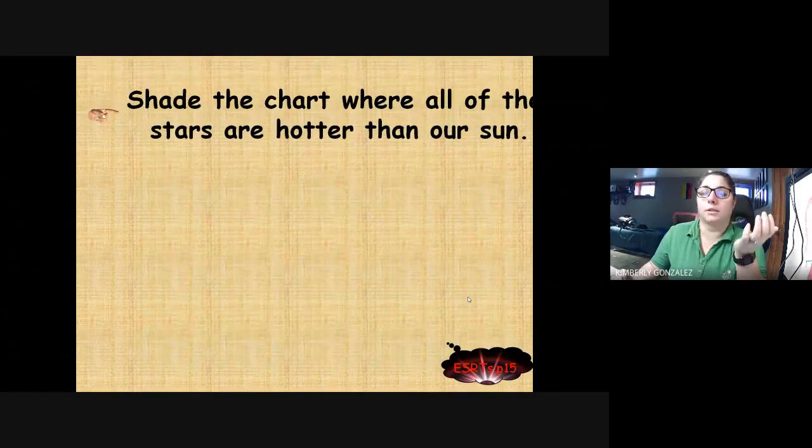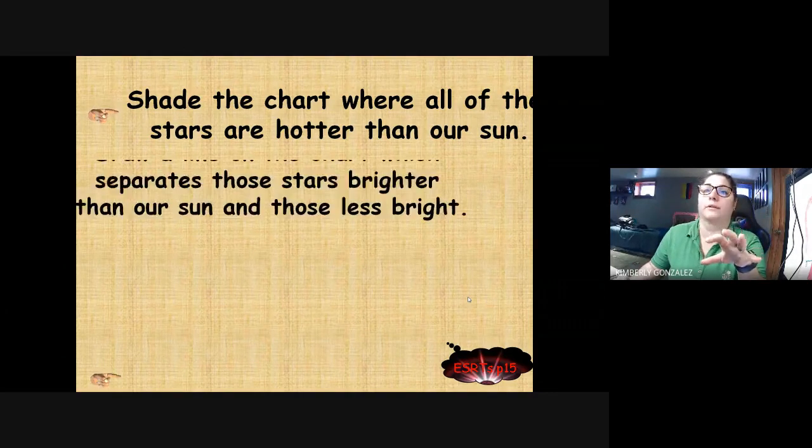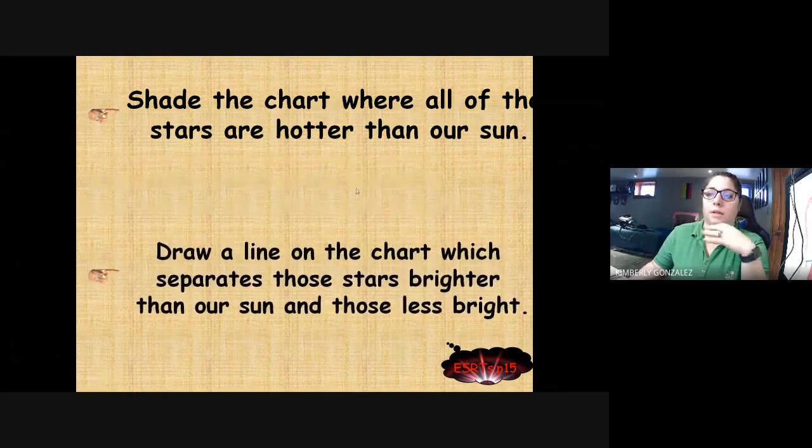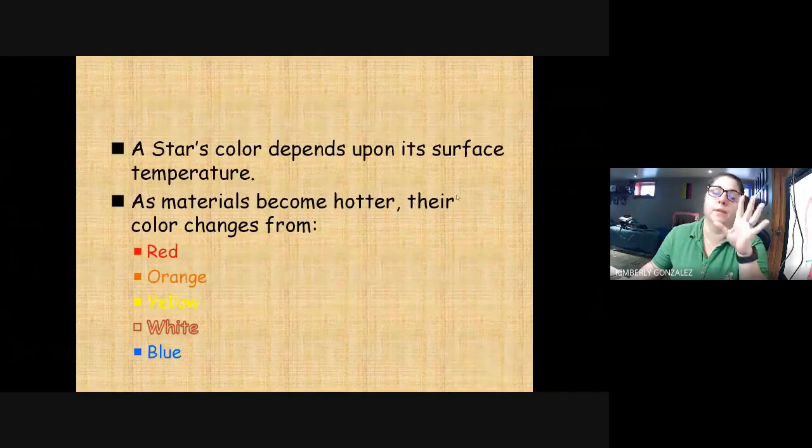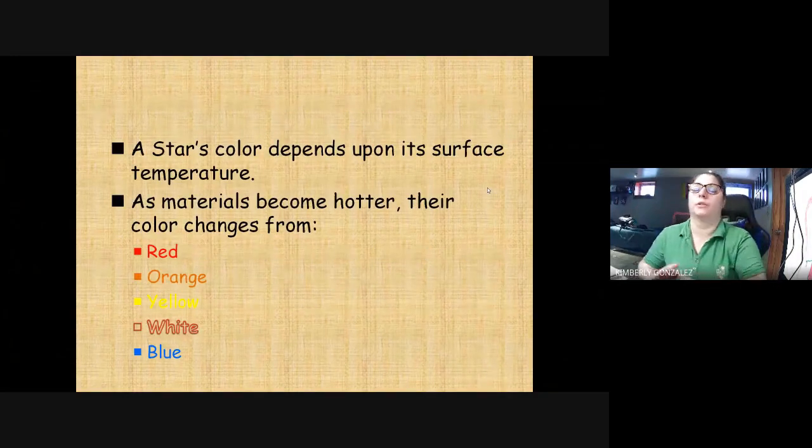So, on Earth Science Reference Table, page 15, you're going to shade the charts where all of the stars are hotter than their sun, and then you're going to draw a line on the chart which separates those stars brighter than our sun and those less bright. That's an activity we would do in class, but just in case.